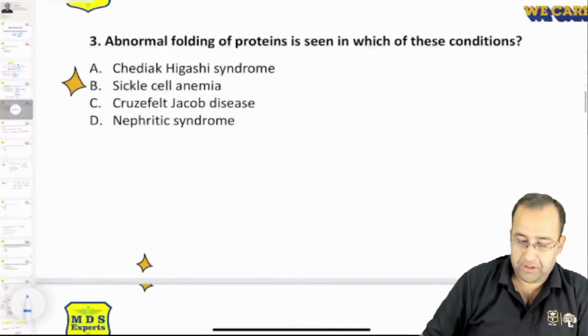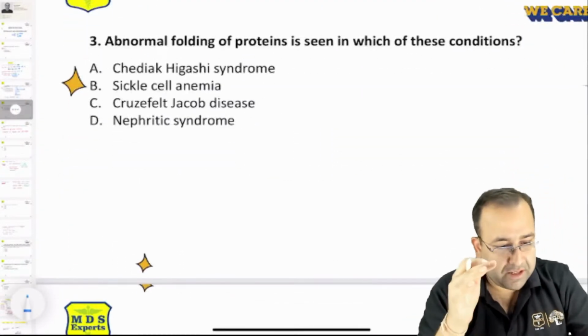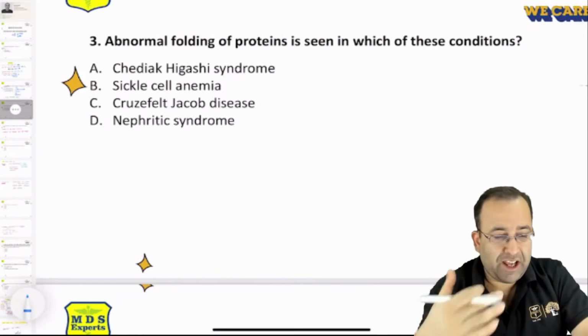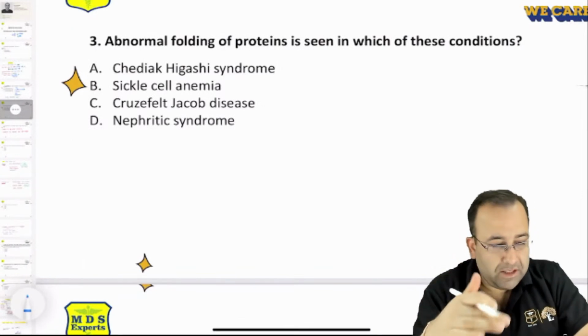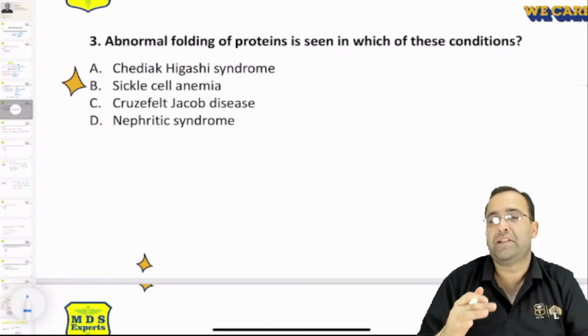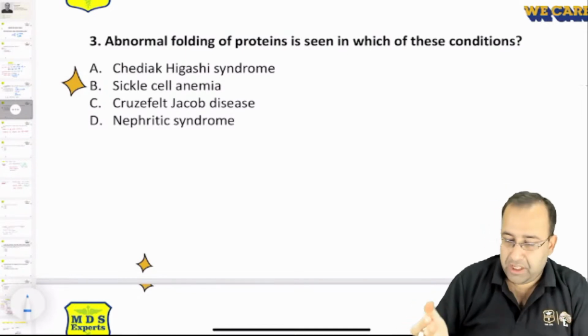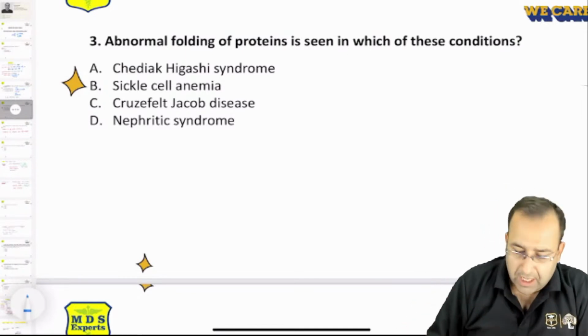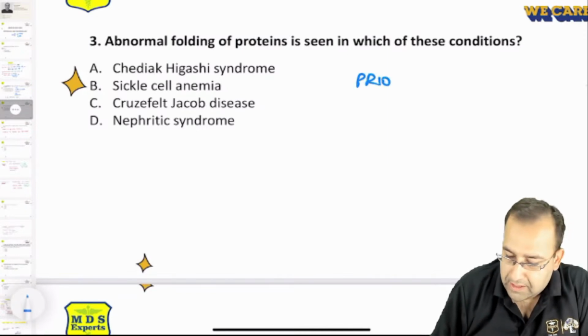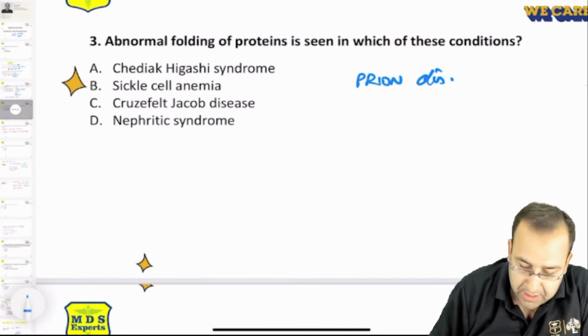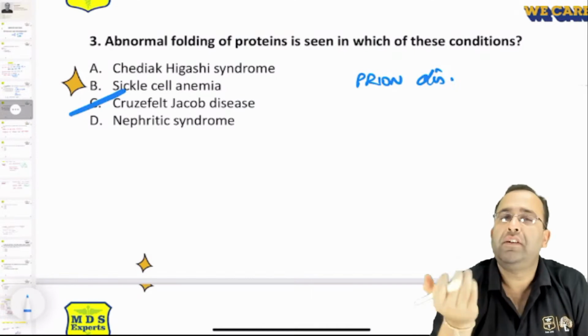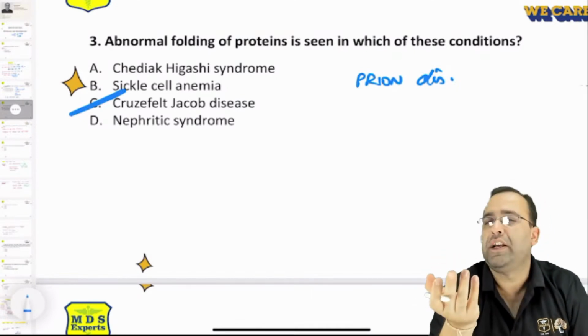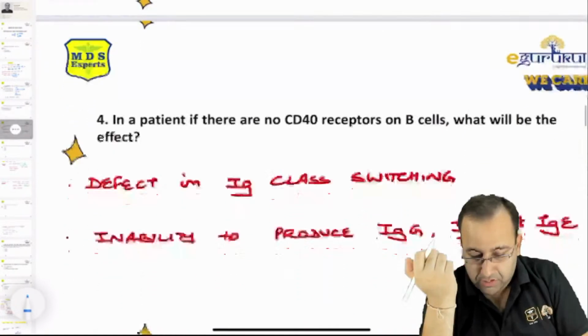Next question. I want you guys to answer this. This is a very live interactive session, so please do write it in the chat box. Abnormal folding of proteins is seen in which of the following conditions? That is, it is associated with prion diseases. Abnormal folding of proteins, and which is the most common prion disease? That is the Creutzfeldt-Jakob disease. Creutzfeldt-Jakob, plain and simple.